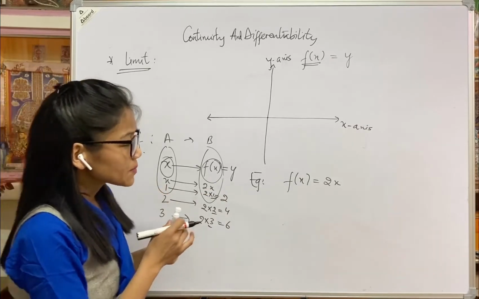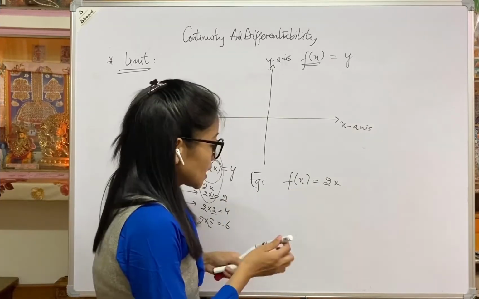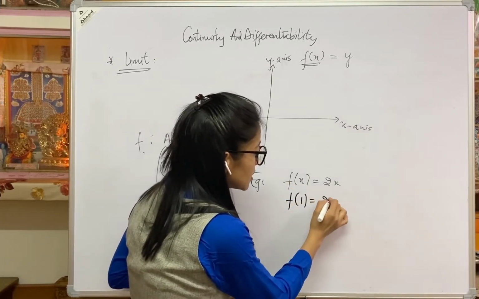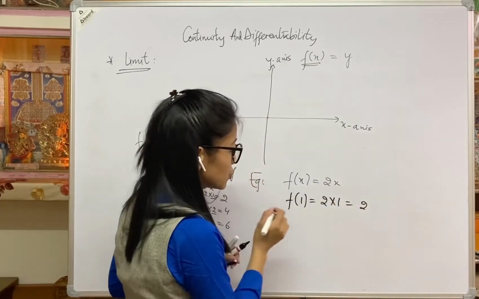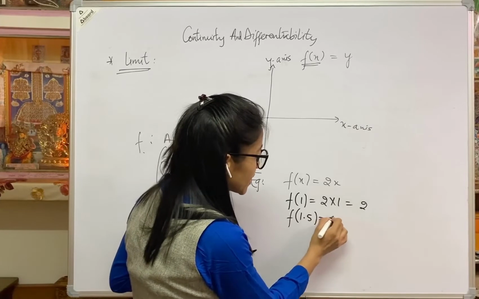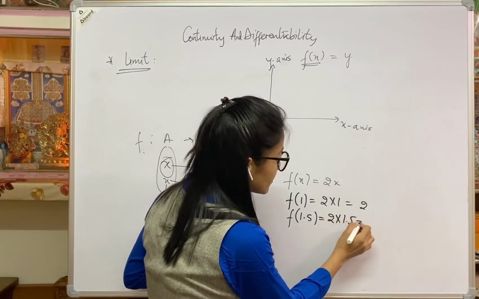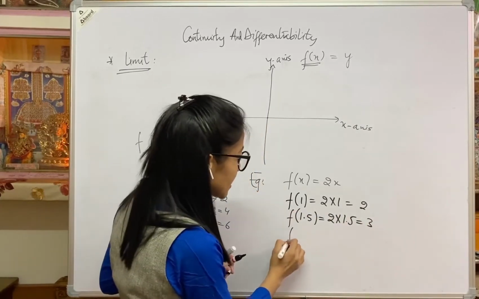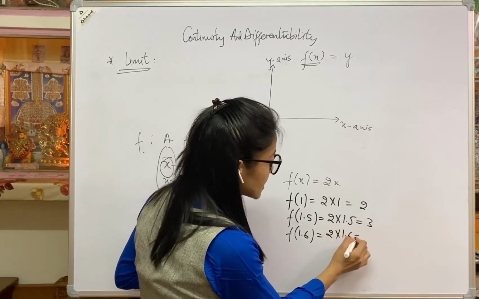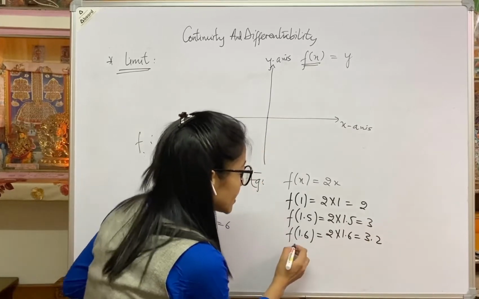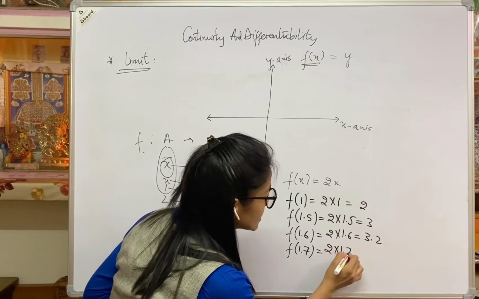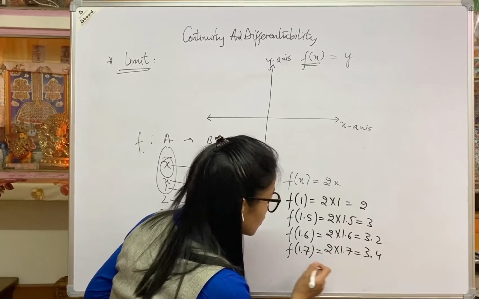Now if I take f(1), then what do I get? 2 into 1, that is 2. If I take f(1.5), then what do I get? 2 into 1.5, that is 3. If I take f(1.6), I get 2 into 1.6, that is 3.2. If I take f(1.7), I get 2 into 1.7, so 3.4.